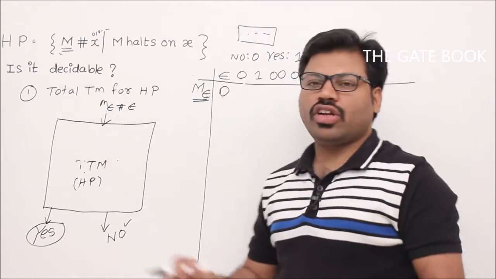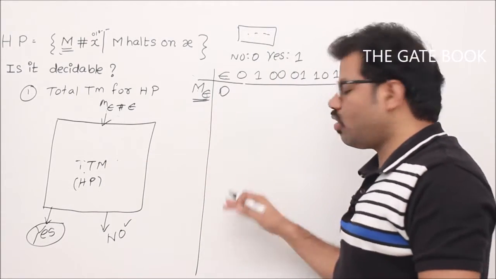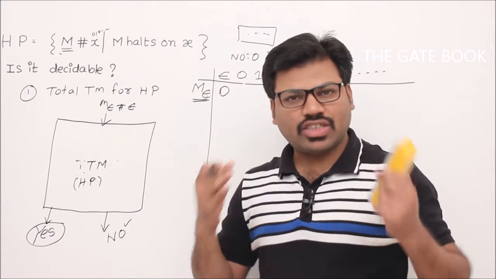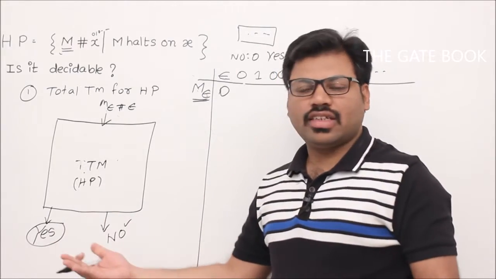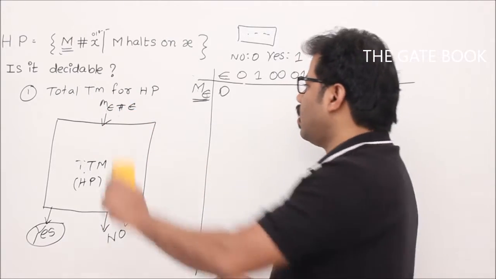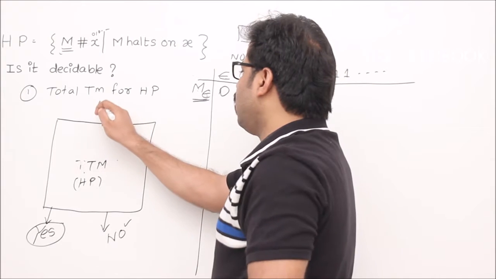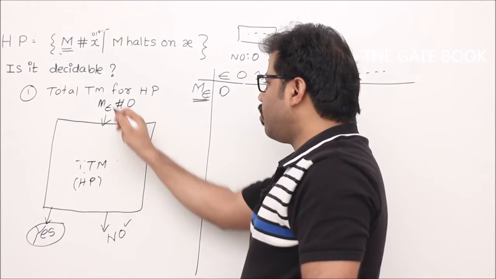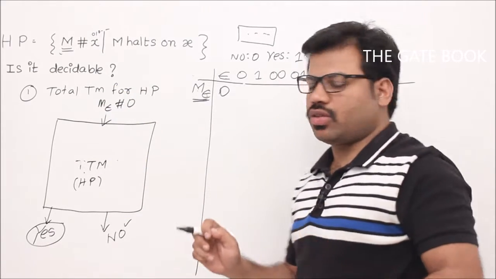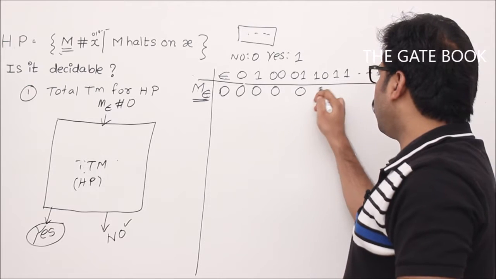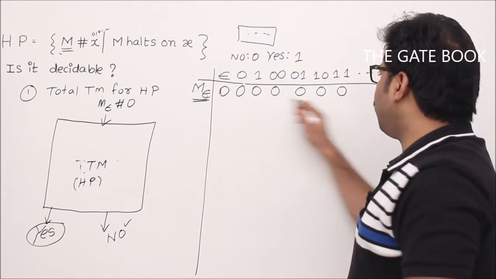Sir, what if this total Turing machine won't answer? Can you construct this table? No. But why will the total Turing machine answer? Definitely it has to answer, because that is the definition of a total Turing machine. For every input it should answer something. Now I'll give M epsilon hash 0. Since M epsilon is not at all a valid Turing machine code, the total Turing machine will always say no, it won't halt, correct? So this will be the pattern.